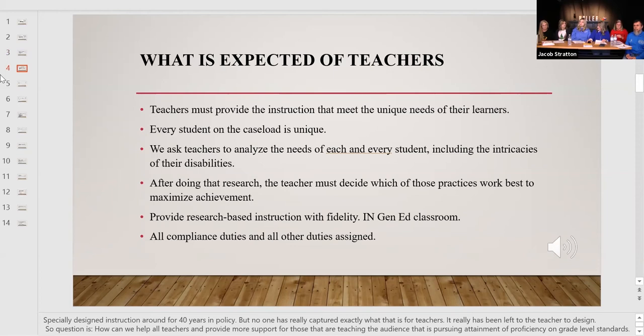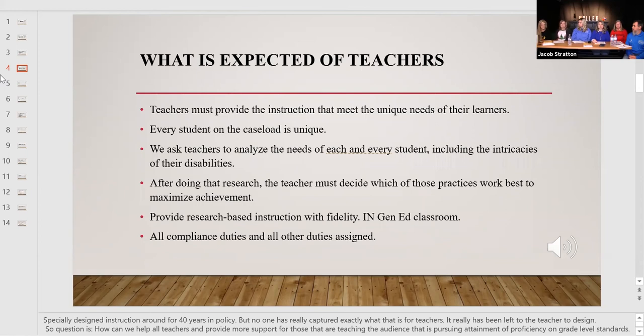Now let's talk, I think Chas can talk to us a little bit about that role of a special ed teacher. That is always a big question of what is expected of the special education teacher. You have a lot of different things going on. The compliance is a big one, but also you're responsible for the instruction. So you have to provide instruction that meets the needs of the unique learners, the unique needs of those learners.